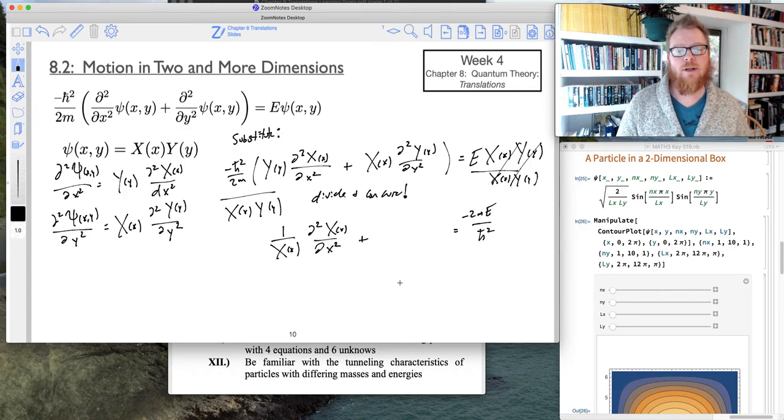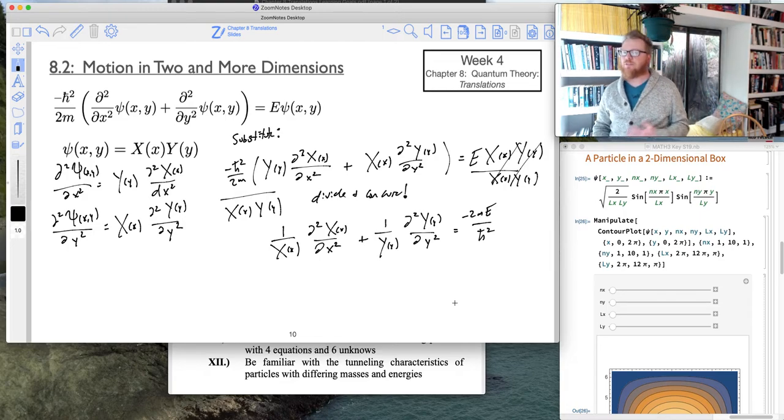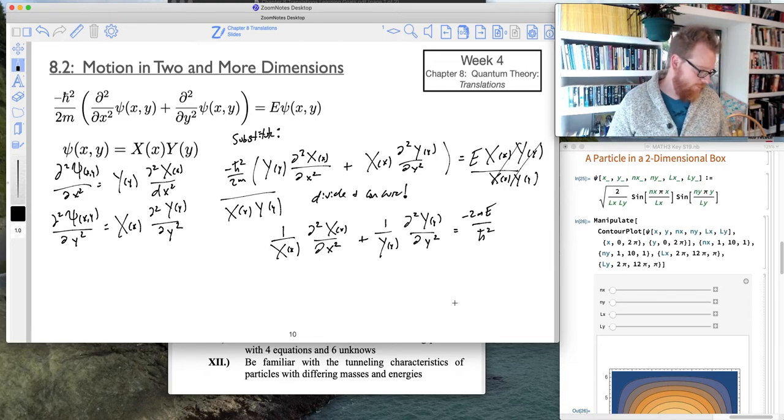And now I'm going to have the same thing over here on this term, where now the x and the x cancels, but I still have the 1 over y. So now that's 1 over y of y. And of course, now the second derivative of that function in y. And that all equals negative 2me over h bar squared.